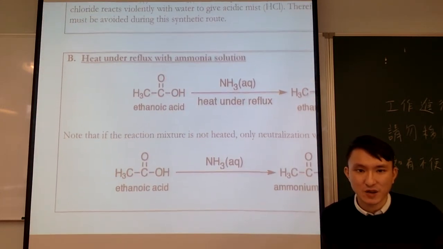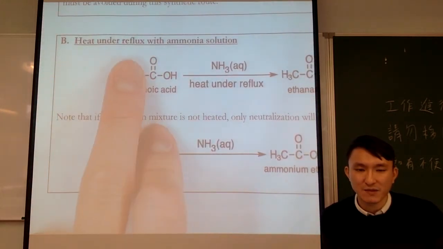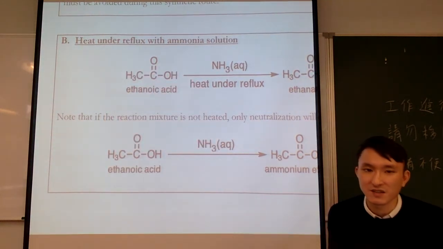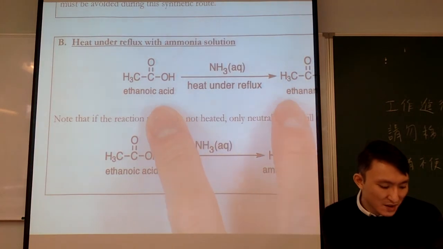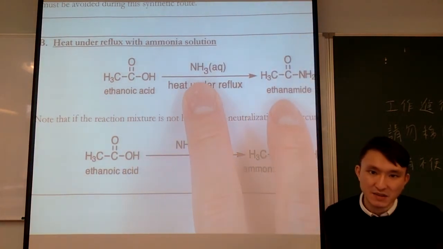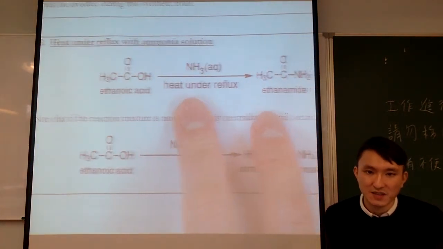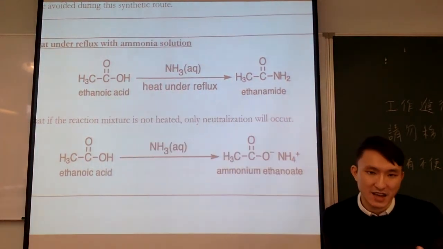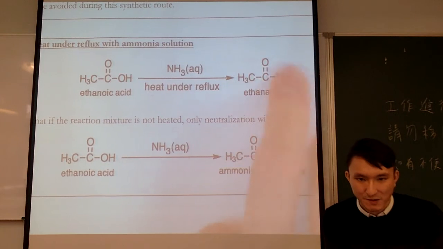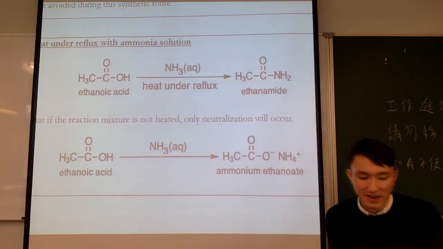Another method is more straightforward, which is to heat it under reflux with ammonia solution. So you see here, we add ammonia solution and then we heat under reflux, and sooner or later, the OH will be replaced by the amine group. Then it forms an amide.